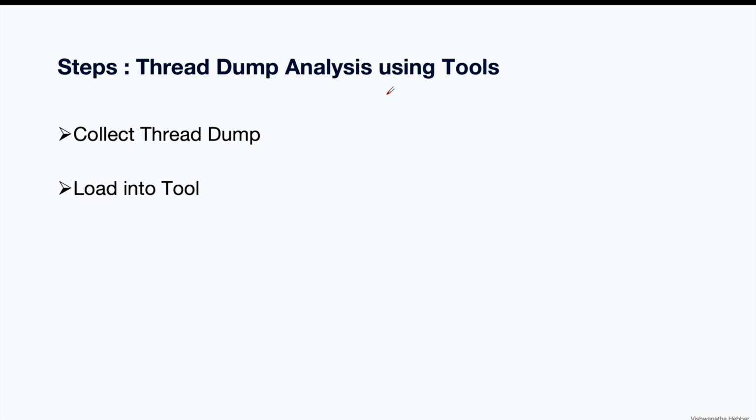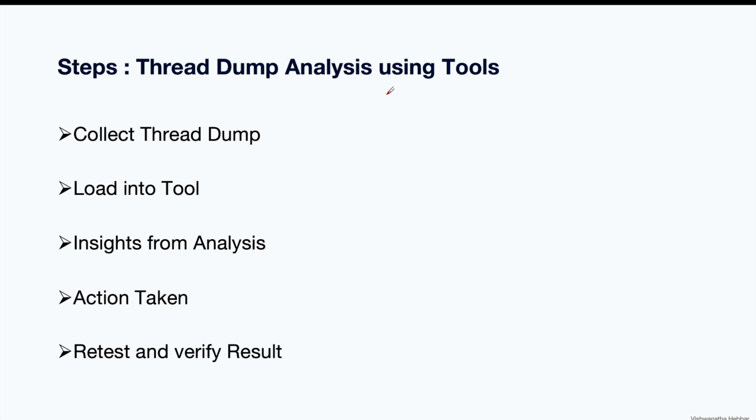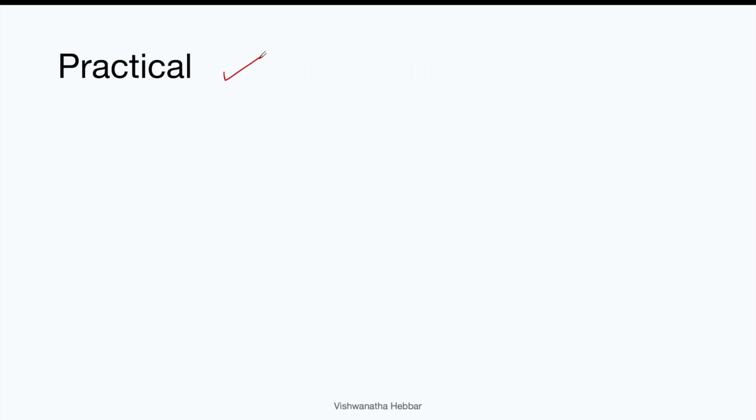And then in manual analysis, you will manually do the thread dump analysis. But in case of using a tool, whatever thread dump that you collect in a file, you will load that file into the tool, and then the tool will give you insight from the analysis. Then you decide the action to be taken, and then once the issue is rectified, you retest and verify the result.